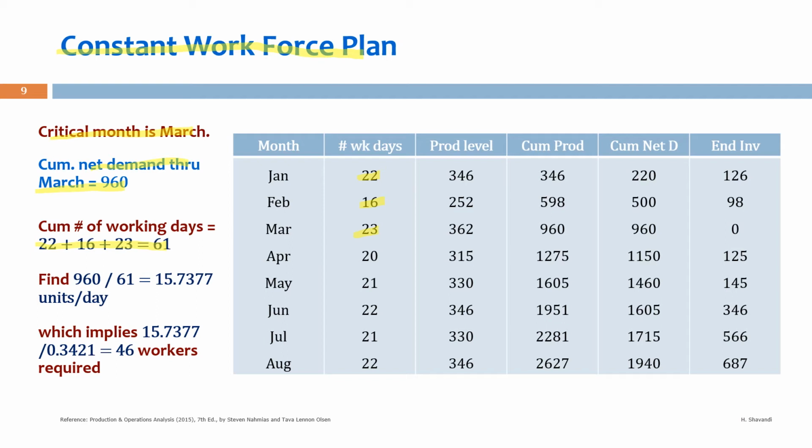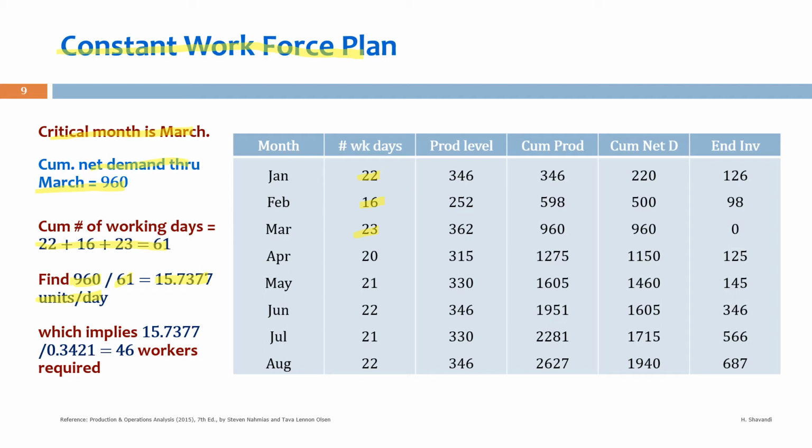If we divide the 960, our requirement, by the 61 days that we have to produce that quantity, we find 15.7377. This is units per day. This means that if we produce 15.73 units per day, then we will be able to satisfy the 960 units at the end of month March.